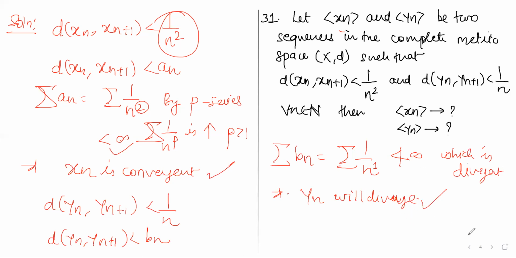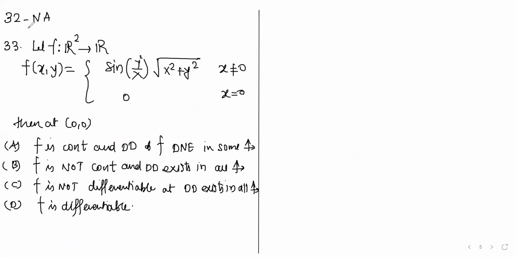Now go for this one. 32 I haven't solved. Question 33. It says you have a function f from R2 to R, and the function is sine of y square over x, under root x square plus y square, at 0, 0. We have to inspect everything. So the solution goes here.